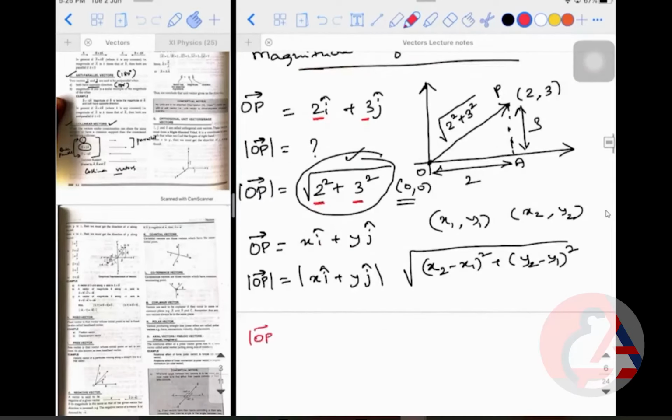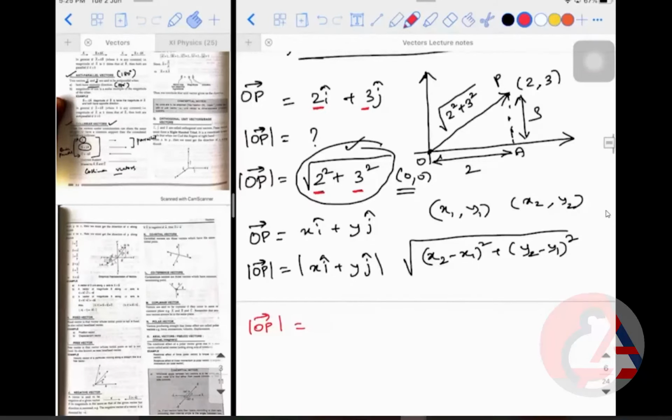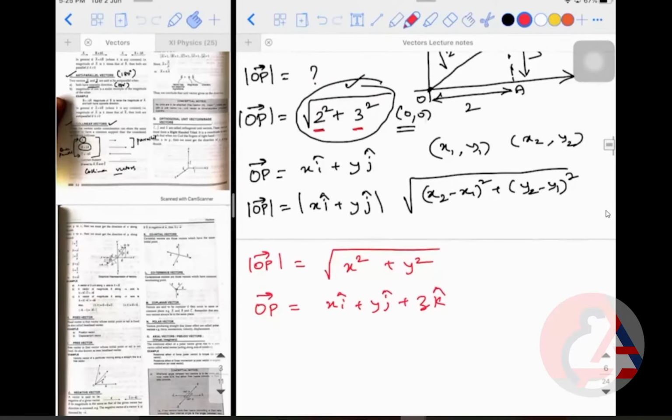Yes. Then if that is the case, how do I write the magnitude of OP vector? Square root of x square plus y square, as simple as that. If suppose I have the OP vector as x i cap plus y j cap plus z k cap, then how do I write the magnitude of OP vector? Square root of x square plus y square plus z square. I'm just extending it. That's it. As simple as that.